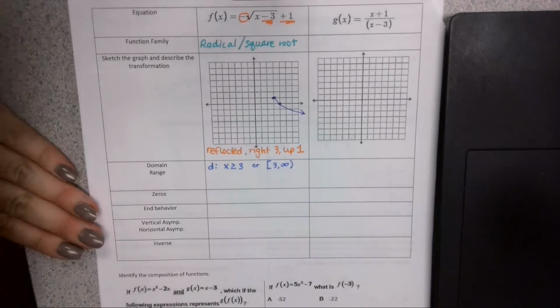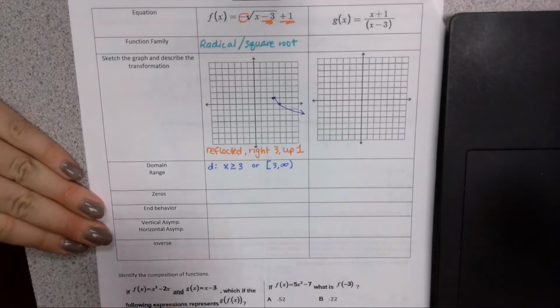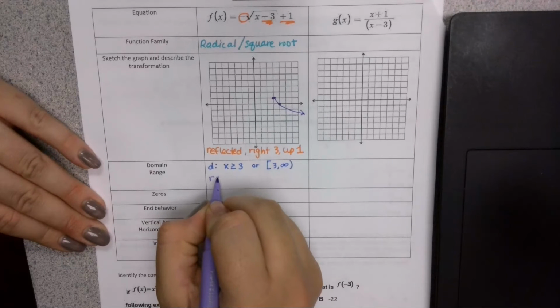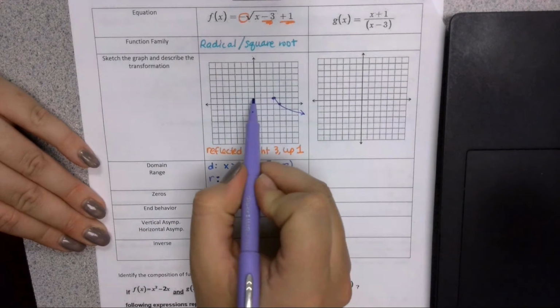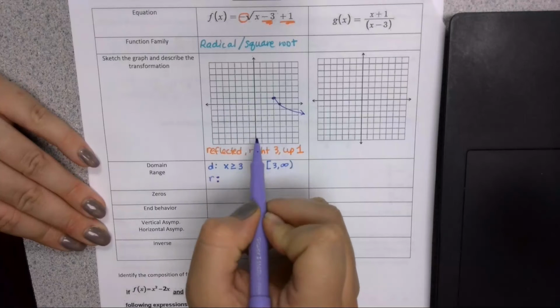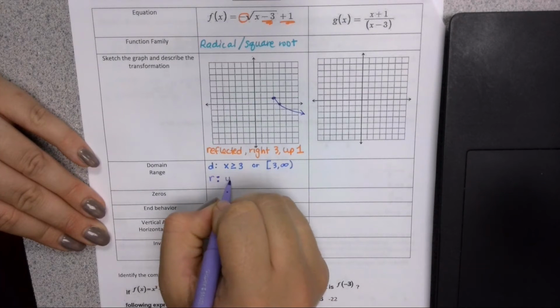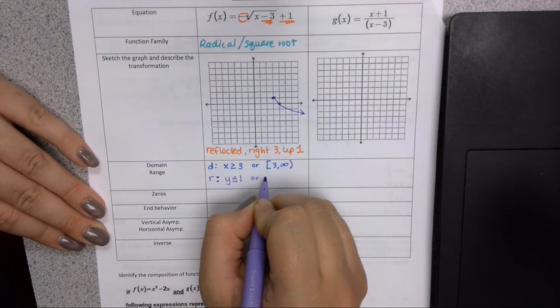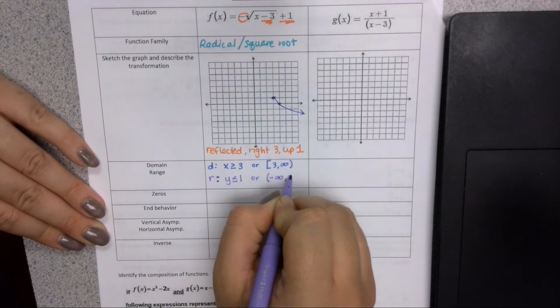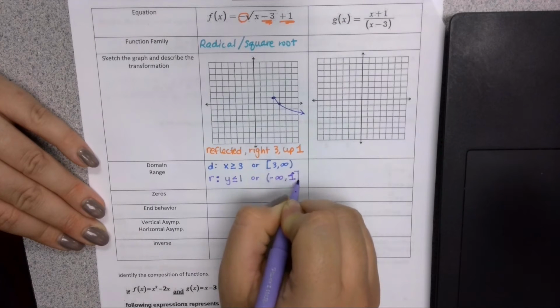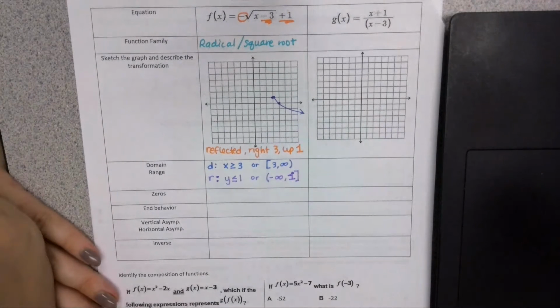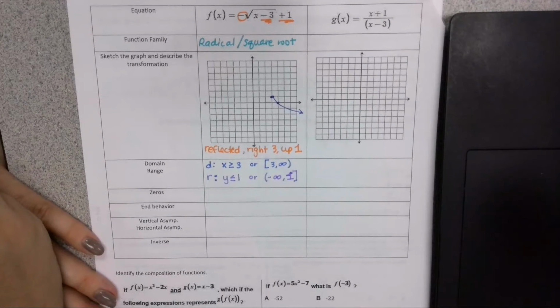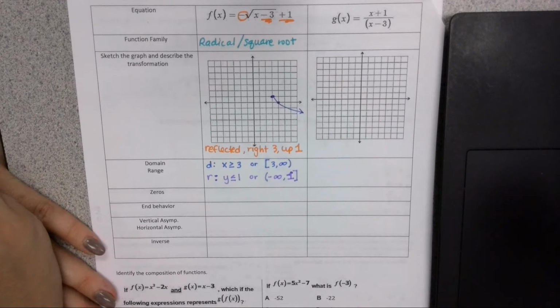Range is all of your possible y values. And I don't have all of my y values because they start right here at 1, and then they include everything below. So y has to be less than or equal to 1. Another way to write that would be negative infinity to the number 1 with a bracket. The reason we write negative infinity first is because negative infinity is smaller than the number 1.